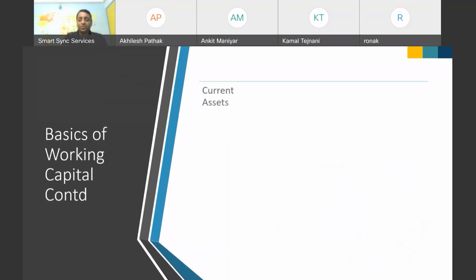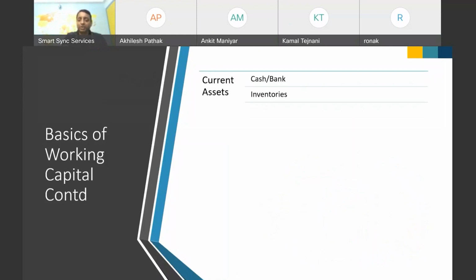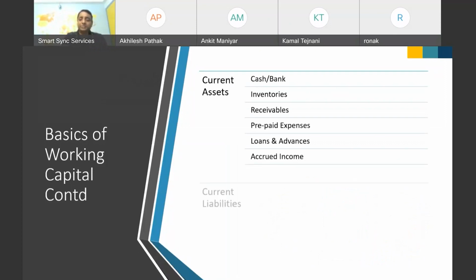Now, what do we have in current assets? We have these items. Most of you are already aware of this. Cash, inventories, receivables, prepaid expenses, loans and advances, accrued income. These are all current assets. What do you mean by current assets? Simply understood, these are those assets through which you can recover cash. When you use those assets, you can recover cash from them.